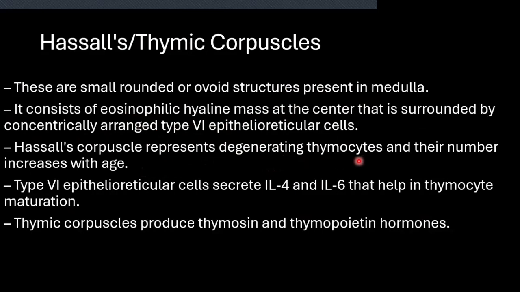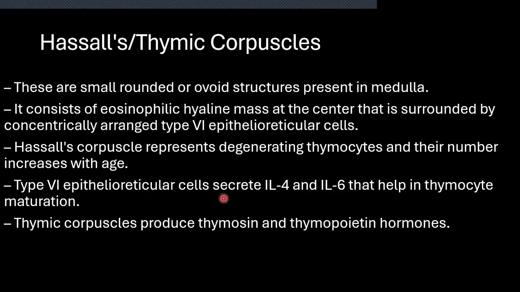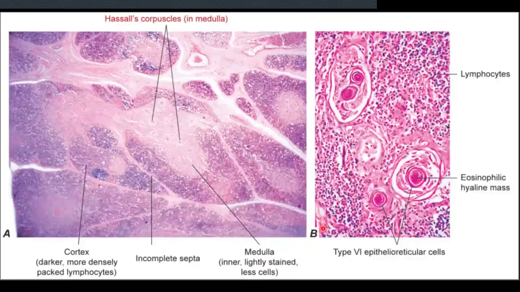So if you take a thymus of a young individual and observe the thymic medulla, the number of corpuscles will be lesser than that of an adult. Okay, then these type 6 epithelial reticular cells secrete the following interleukins, interleukin 4 and 6, and these interleukins are very important for maturation of the thymocytes. Now, these thymocytes are those T cells within the medulla. And it is the thymic corpuscles which actually produce the thymosin and the thymopoietin hormones.